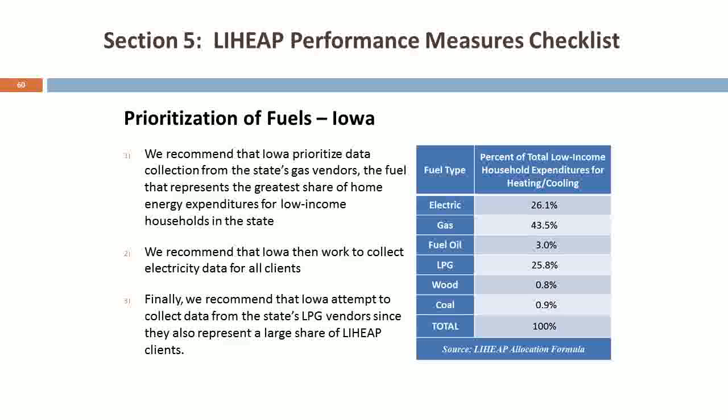And finally, we're recommending that Iowa attempt to collect data from the state's propane vendors, since they also represent quite a large share of low-income client expenditures in the state. Again, these are our recommendations for your prioritization. So if you're really struggling to meet those top 10, top 5 requirements, these are our first steps that you can take towards meeting those.